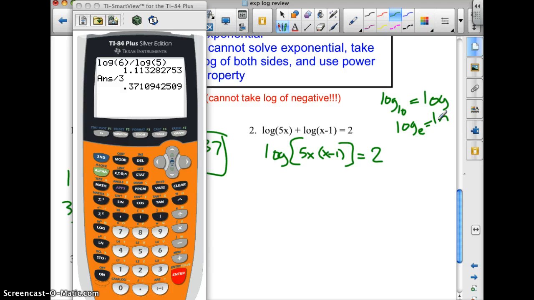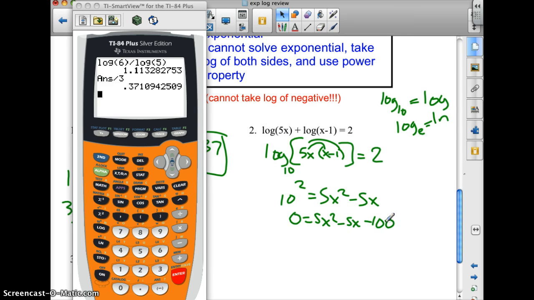All right, so now I have this written this way. This is base 10, so I'm going to turn this into exponential form. Keep the base of 10, raise it to the exponent, because the log is equal to the exponent, and then I'm going to distribute this guy at the same time. Okay, so I get 5x squared minus 5x. All right, and then 10 squared is 100. So I get 0 equals 5x squared minus 5x minus 100. All right, just like that. And, you know, if it's factorable, you can go ahead and factor it.